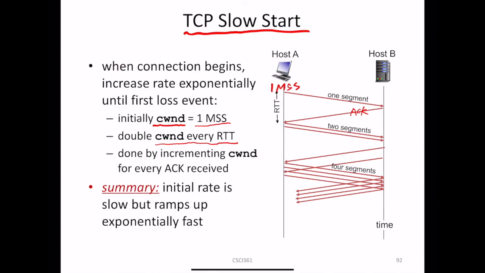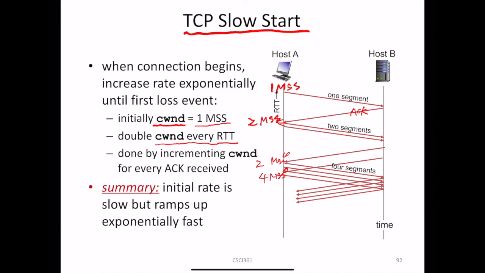And when host A receives a new ACK, it will increase the window by 1. So that means currently at this point, the congestion window is 2 MSS. And then from this point, receiving a new ACK, it will become 2 MSS. And for this one, it will become 4 MSS. Therefore, we can see the pattern.